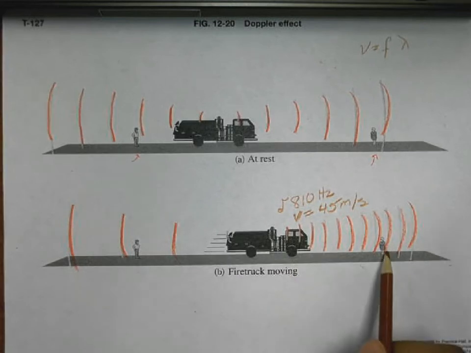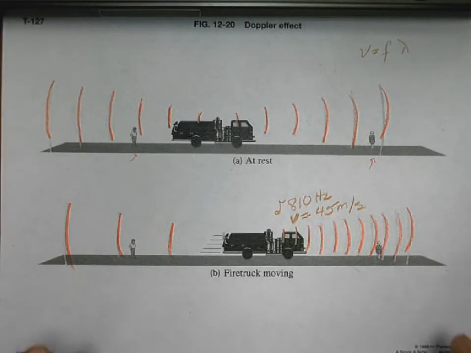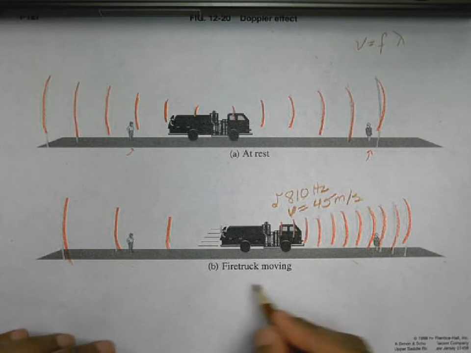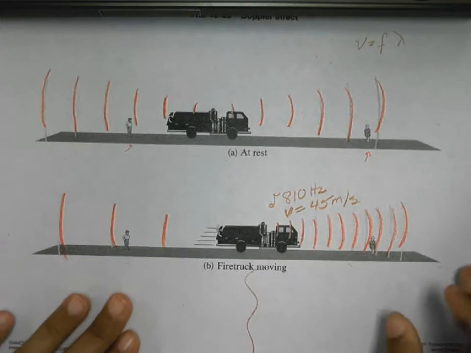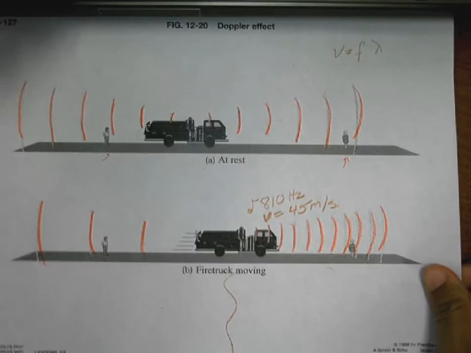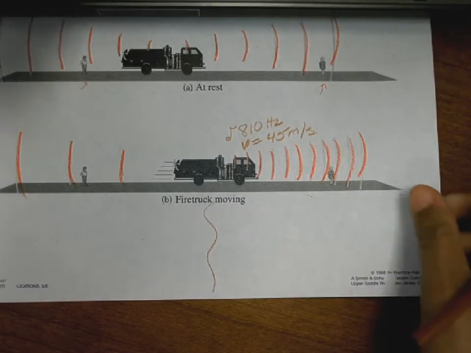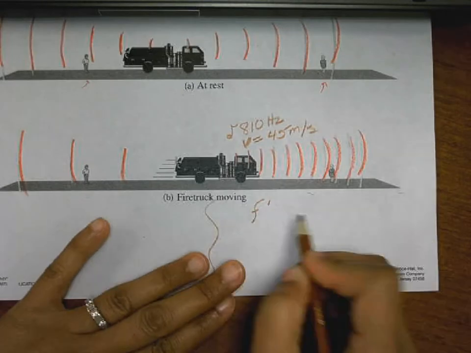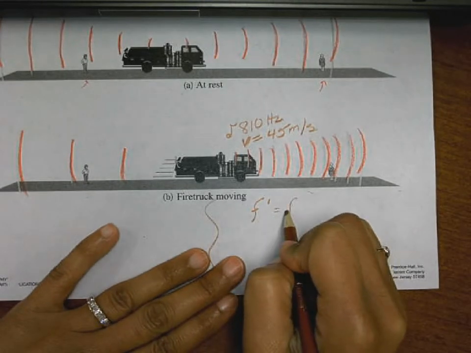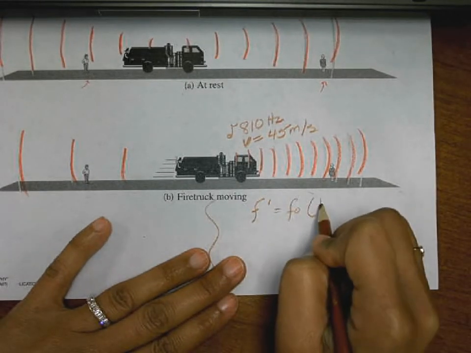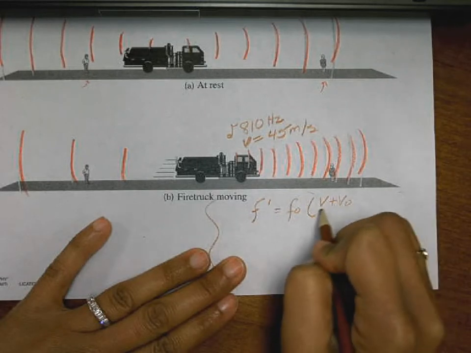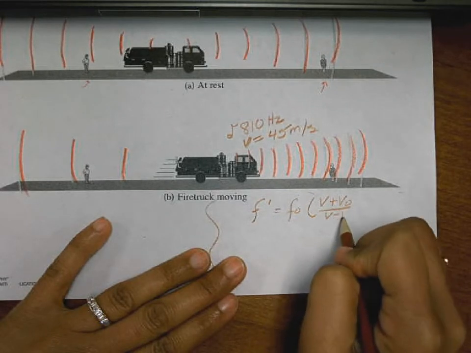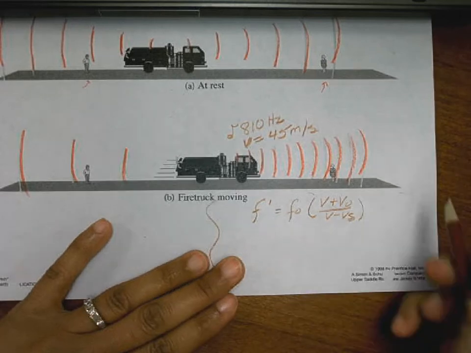Well, since the truck is moving toward her, the wavelengths are going to get smaller, so she's going to hear a higher pitch. Alright, so let me fix this a little bit. There we go. So let's have our equation. So what does she hear? What is F prime? F naught (V plus VO) over (V minus VS), velocity of the source.